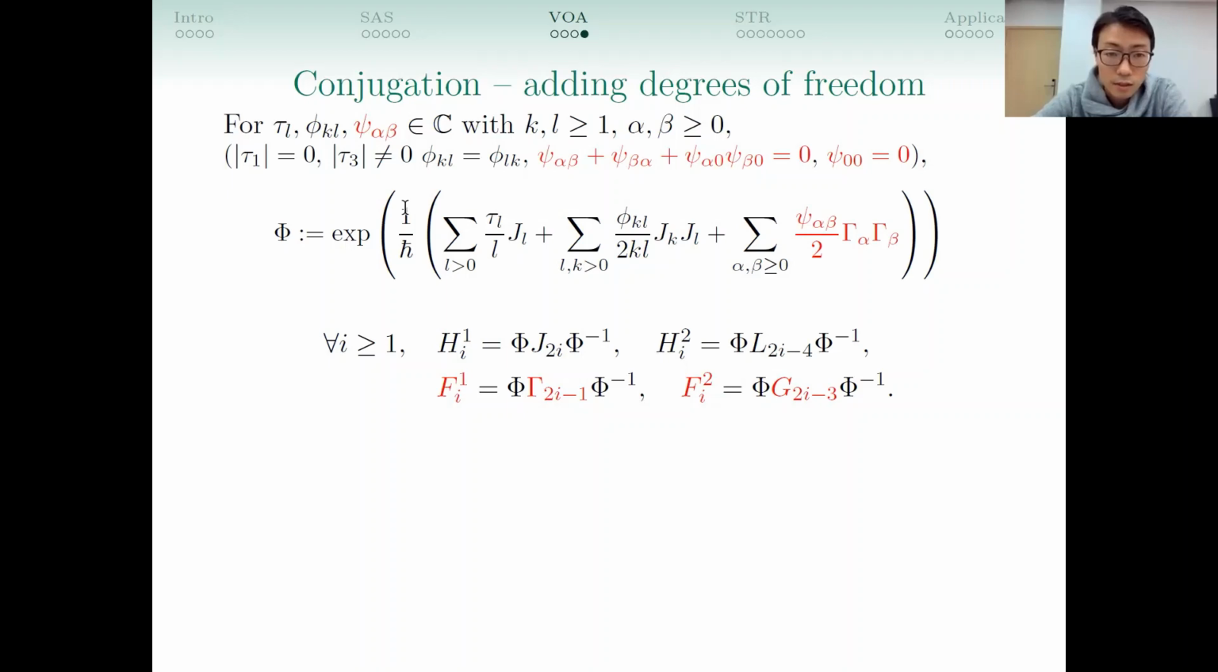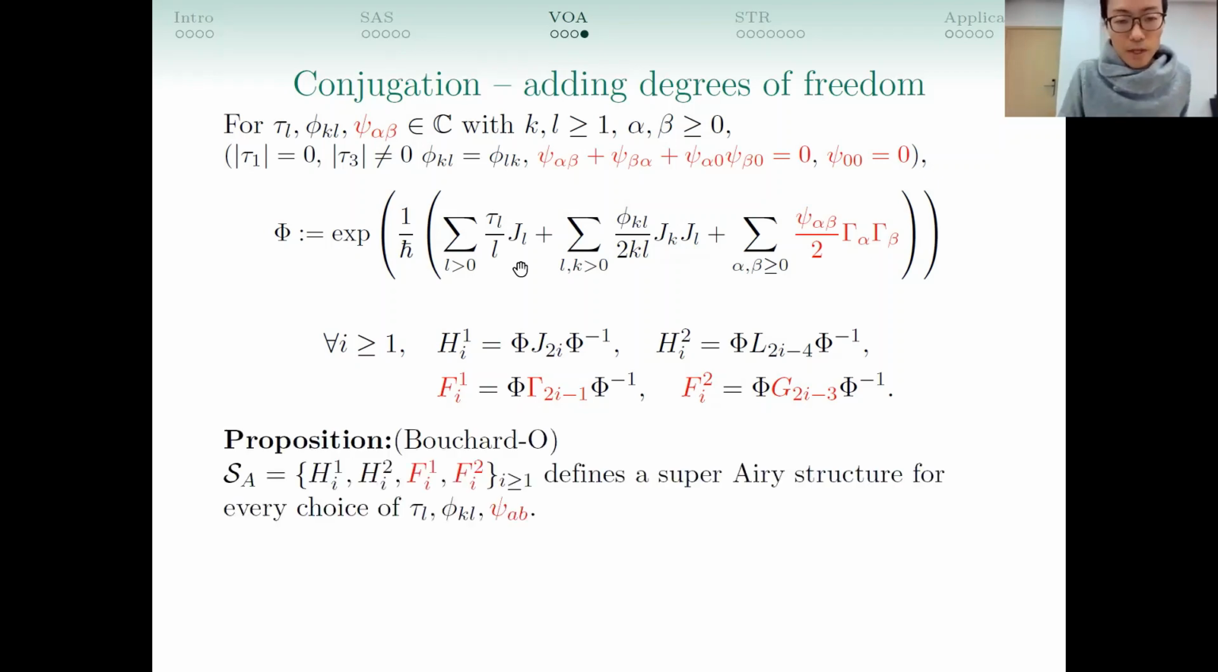Now let's do some counting. You have 1 over h bar here, and you have J and a product of J's. So this term is degree 0, and this one is also degree 0. But this one is 1 over h bar, but you have only 1 J. So this one gives degree -1. So whenever this acts on some differential operators, it reduces the degree by 1 for some term. And then it turns out that if you take this conjugation for any choice of parameters, this set of differential operators defines a super structure.